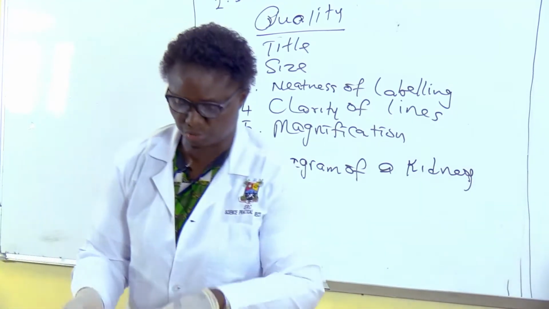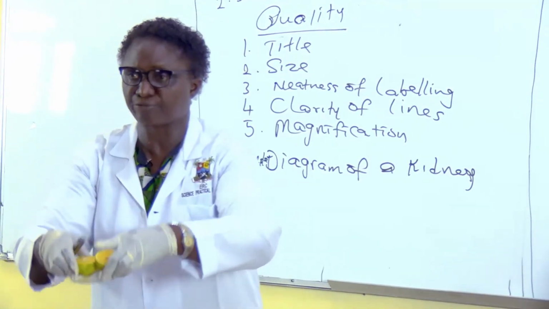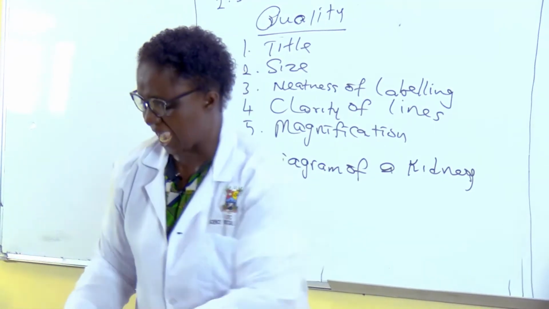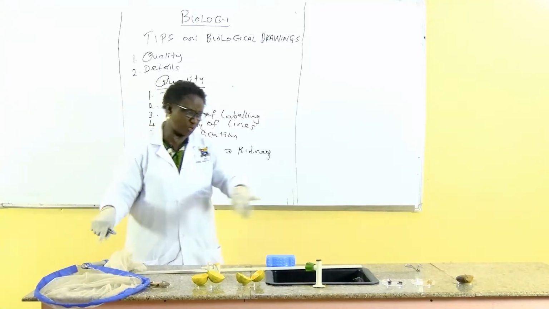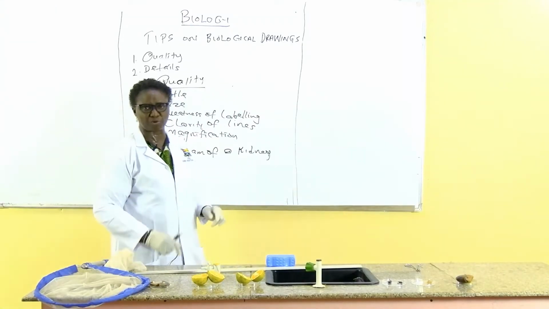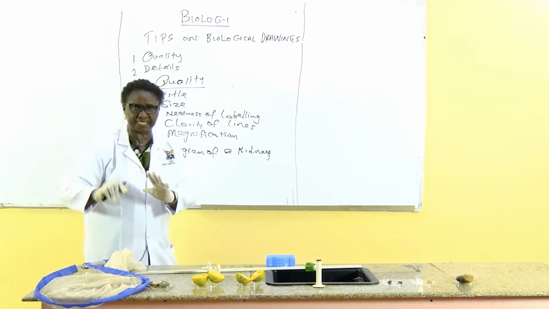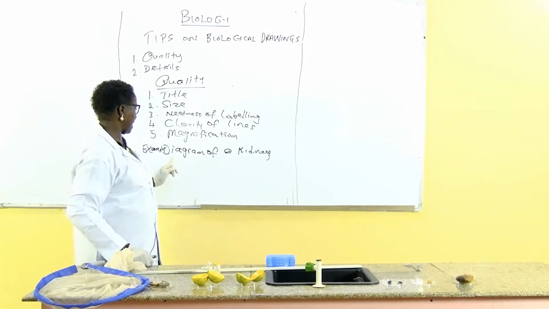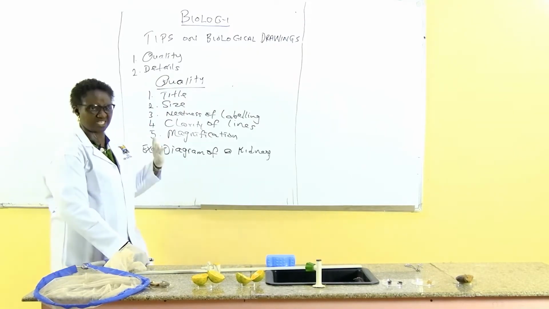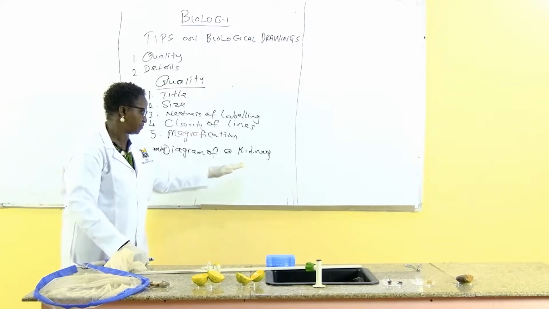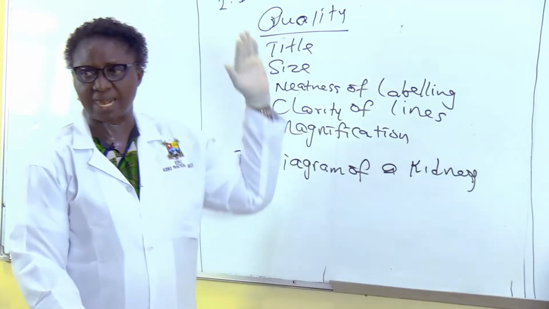Whatever you are given to draw, I have a cut surface of orange here, cross section. I have a sweep net. Peradventure, you are given any of the specimens that I've provided, and you are drawing. By the end of it, you must write this. Where do you write it? If space is not available underneath your drawing, you can write it above it.